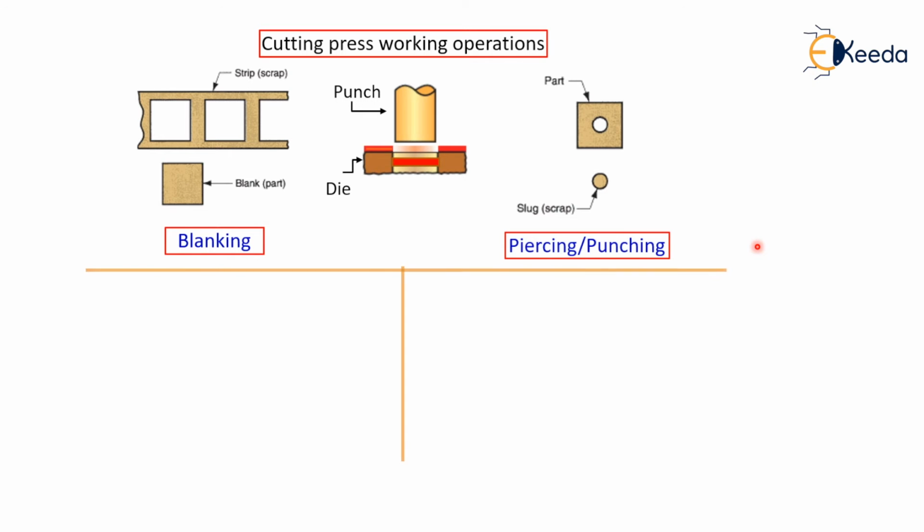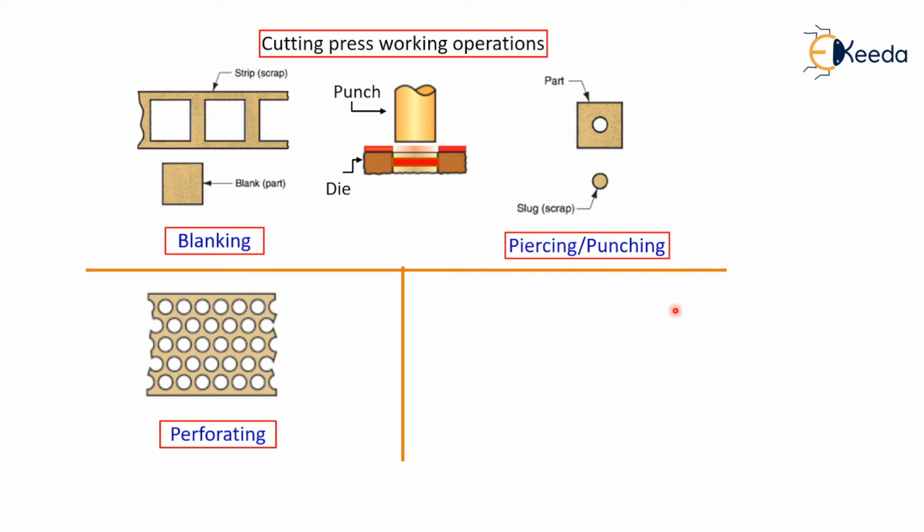Next cutting operation is perforating. Perforating involves the simultaneous punching of a pattern of holes in sheet metal. These are nothing but multiple piercing operations. Here, one punch is required. Here, you may find a number of punches of similar shape.